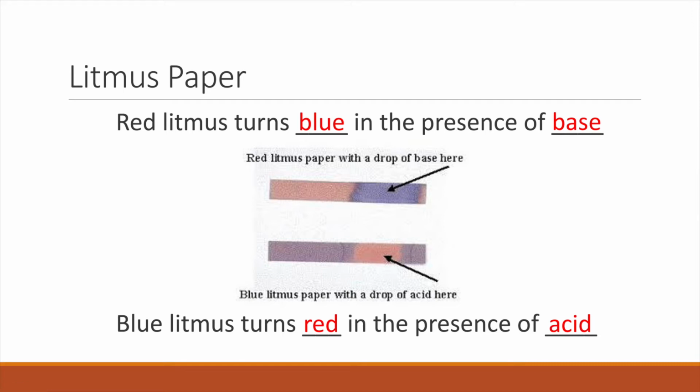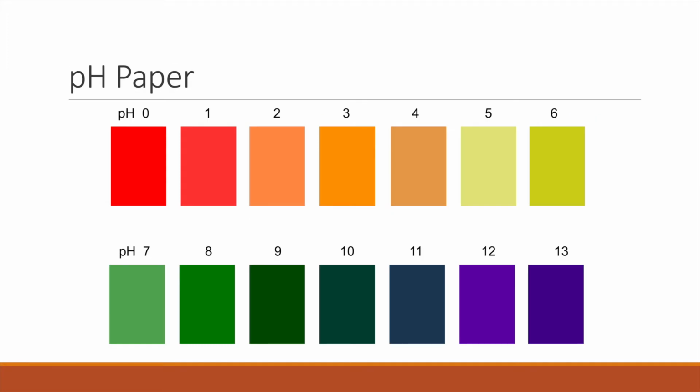Now, litmus paper is actually pretty outdated. Instead, we use something called pH paper. pH paper has different colors for the entire pH scale. So it'll range from red and oranges for acids to greens and blues and purples for bases.